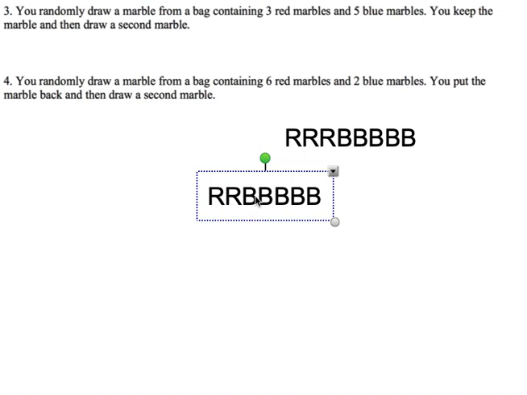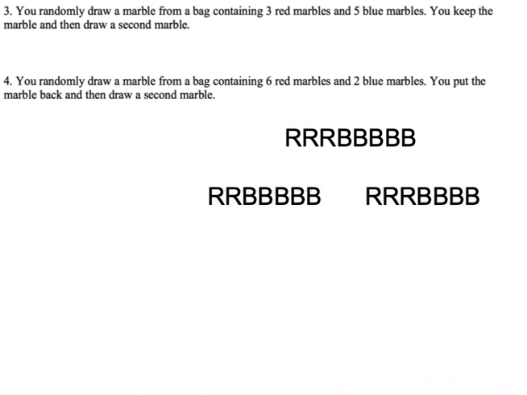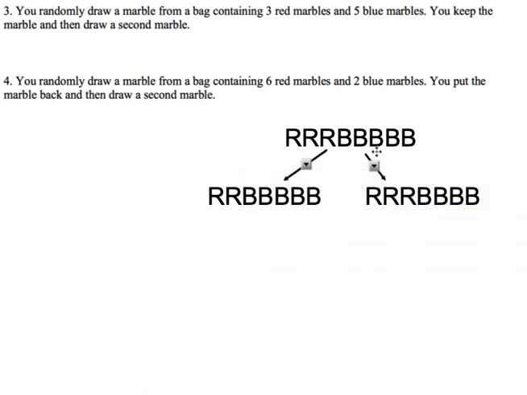Now, I very well could have picked a blue the first time, in which case the bag would now look like this. And when I get to the bag the second time, what happens in the bag the second time is dependent on what happened the first time. Because if I had picked a red, I would have this bag for the second time. If I picked a blue, I would have this bag for the second time. So the second probability is affected by what happens the first time because we keep the marble. So this is dependent.